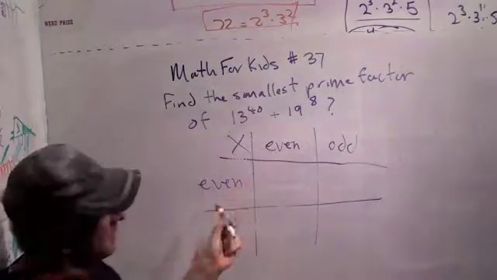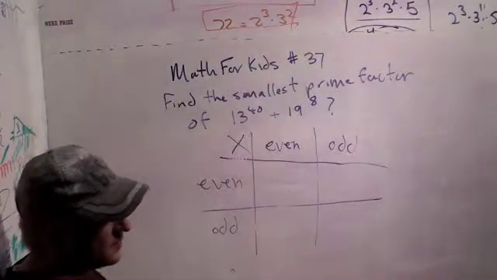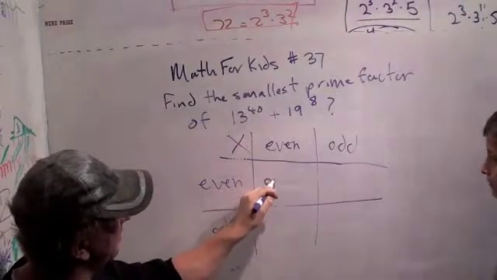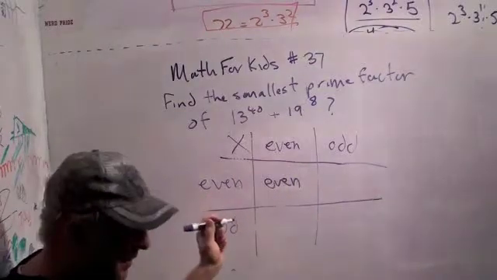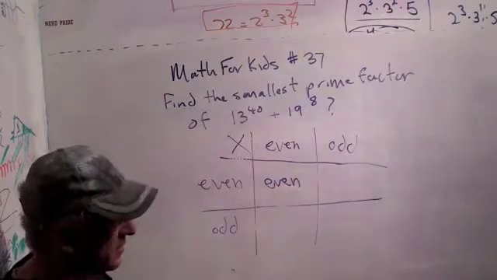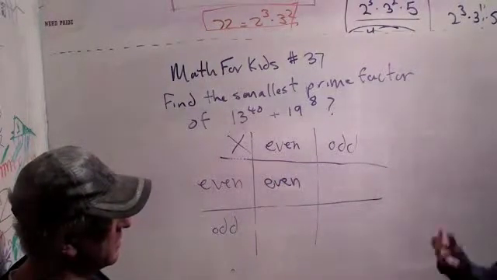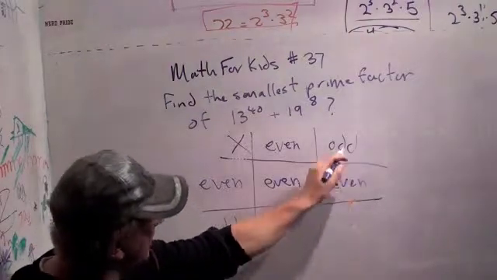Well, an even times an even is always an even. Why is that? Something that's divisible by 2 times something that's divisible by 2 is always divisible by 2. That's right. So if you have a number that's divisible by 2 and you multiply it by anything, you get a number that's divisible by 2. So what about an odd times an even? Any number times a number that's divisible by 2 is still divisible by 2. Okay, so this is even. Odd times an even is even.